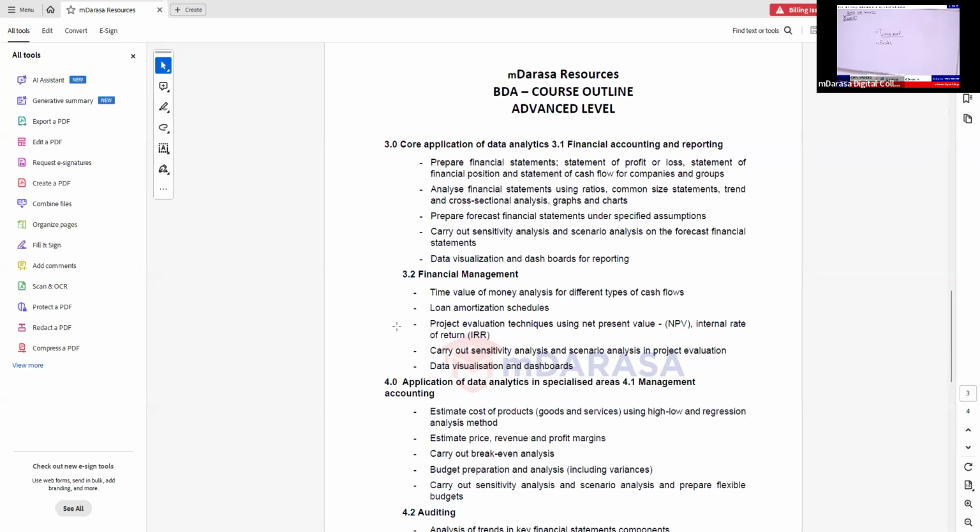Come to another core application that will be expected to understand: financial management. I believe before we reach this level, we must have done the concept of time value of money. So what Mwalimu will always tend to do is take us back to what we did, so that by the time we are doing this, we will be in a very good position to understand it practically.